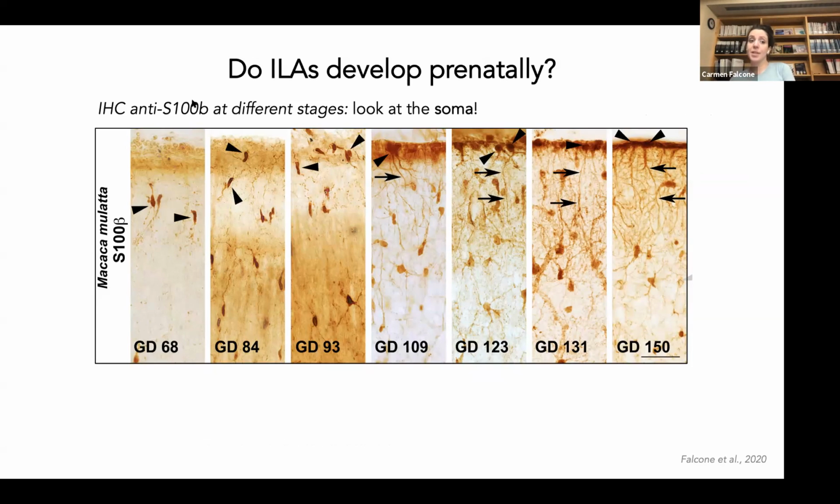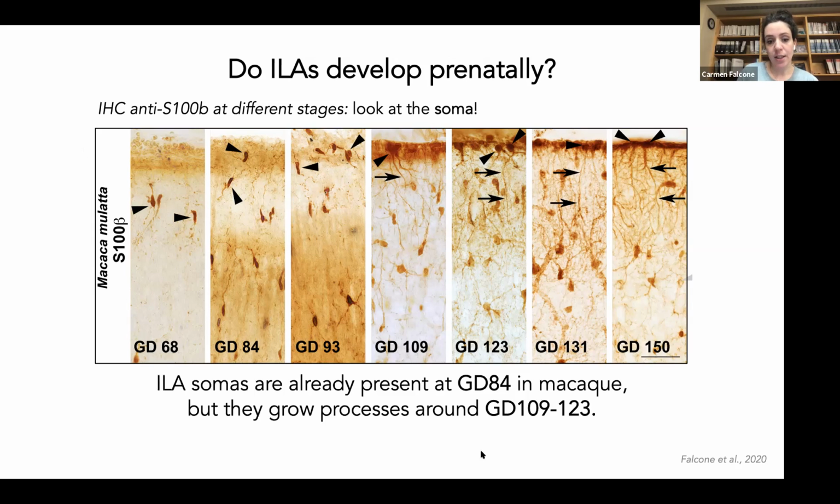So we know that some of them express it prenatally. We just needed to look at when they would reach layer 1. So this is a macaque at gestation day 68. You see they're not really attached to the pial surface, so you have to imagine that the pial surface is on the top. Then you see that the somas are already present in layer 1 at gestation day 84. They attach to the pial surface around gestation day 100, and they start to grow processes between 100 and 123. And this is exactly when they start growing longer processes.